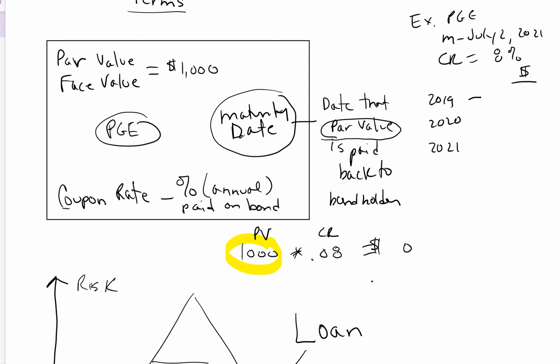So our annual coupon amount is going to be $80. So in 2019 here, we're going to earn $80. And in 2020, we're going to earn another $80. And then in 2021, we're going to earn $80, plus we're going to receive our $1,000 back, our par value. And so up here, actually, we gave them $1,000, so we are negative. So that's how a bond works.